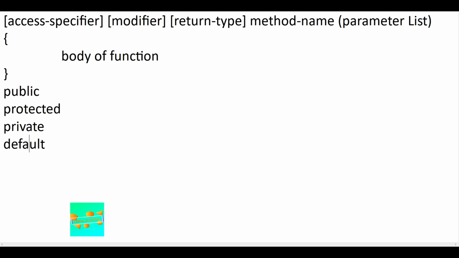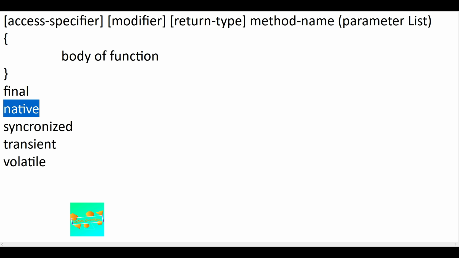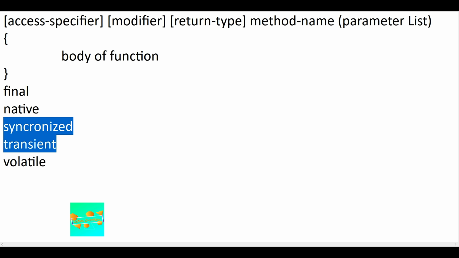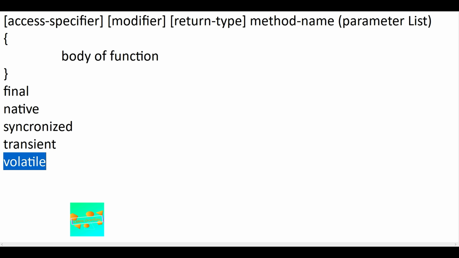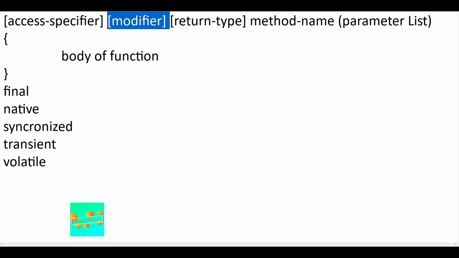Then the next thing that comes is the modifier. So what are modifiers basically? Modifiers specify whether the function can be modified at any time or not. They mainly specify the modification quality of the function. There are mainly 5 types of modifiers. These include final, native, synchronized, transient and volatile. You actually write these keywords here in place of the modifier.